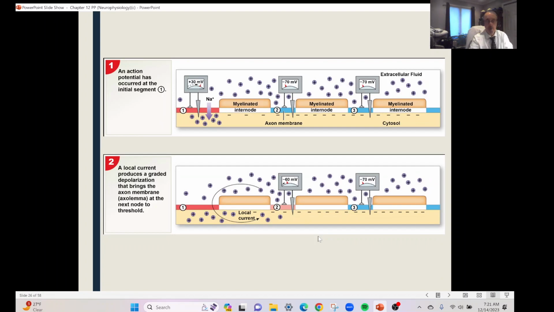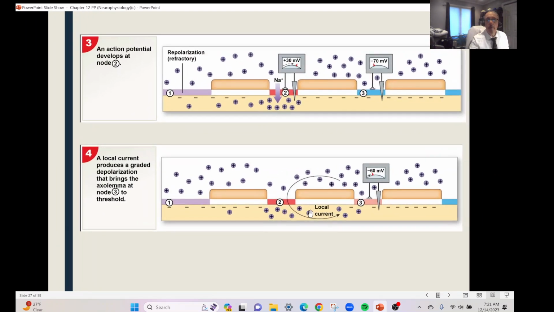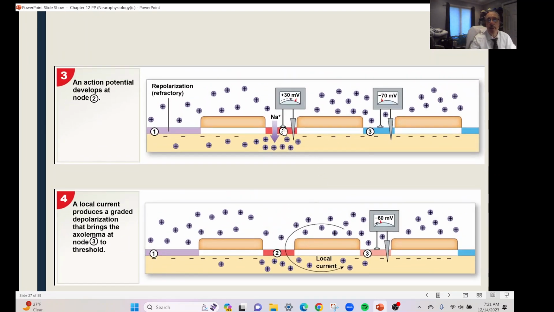Let me just make this a bit smaller. Right, we go to the third slide here. Right, so once we got to minus 60 or minus 55, we reach threshold. Now sodium floods in, goes all the way up to plus 30. Now we have depolarization over here. The first section is now going through repolarization, right? It's going through the downward swing, right? So I didn't want you to think I'm ignoring repolarization. That's happening as this flow of ions continues more laterally.